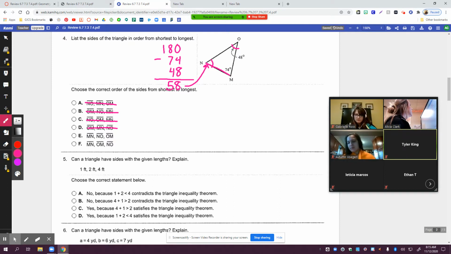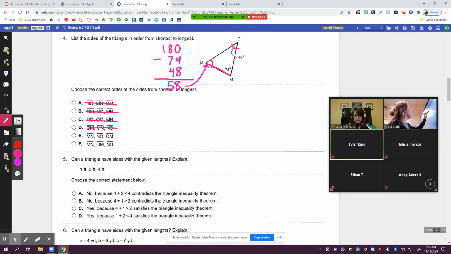Now look for the second angle. 48 was the smallest, 58 would come next. That's angle N. Across from angle N is OM. OM is what I'm looking for next. So E has ON and F has OM.